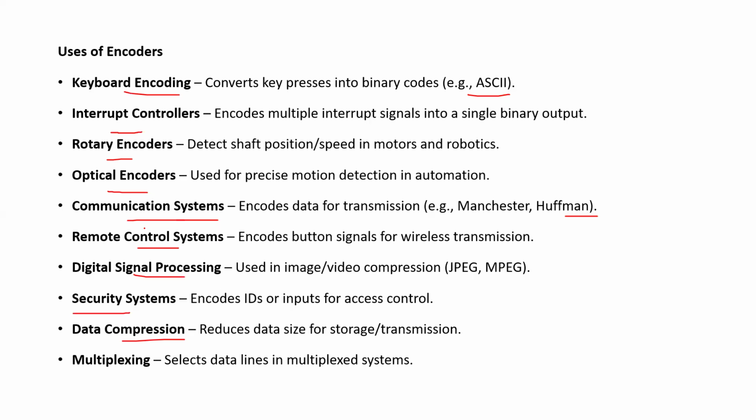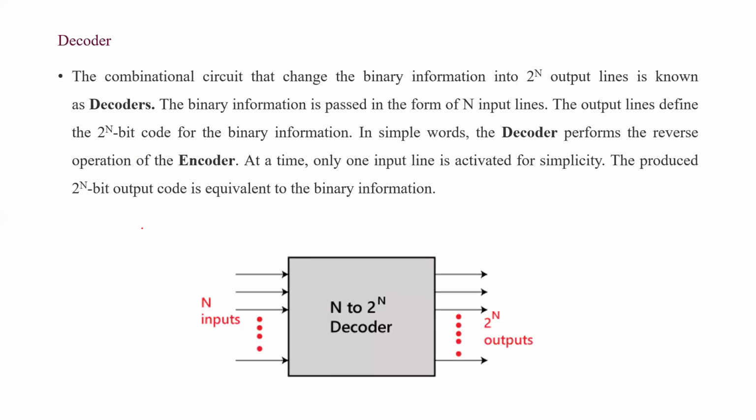Next one, what is a decoder? A decoder is the opposite of an encoder. It is a combinational circuit that changes binary information into 2 power n output lines. For example, if we have 3 inputs, we will get 8 outputs, 2 power 3. Suppose we have 4 inputs, we get 2 power 4, 16 outputs. So the binary information is passed in the form of n input lines, and the output lines define the 2 power n code for the binary information. So the decoder performs the reverse operation of the encoder.